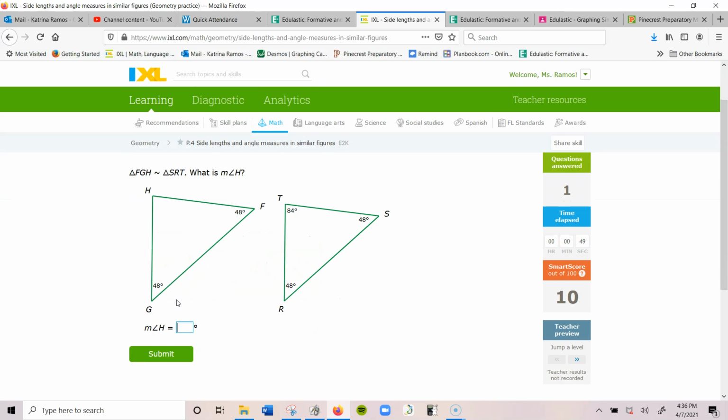Now the angle measures, those you don't have to do anything. They should all be equal. So these two here are 48. And if this angle is 84, that means that this angle must also be 84.